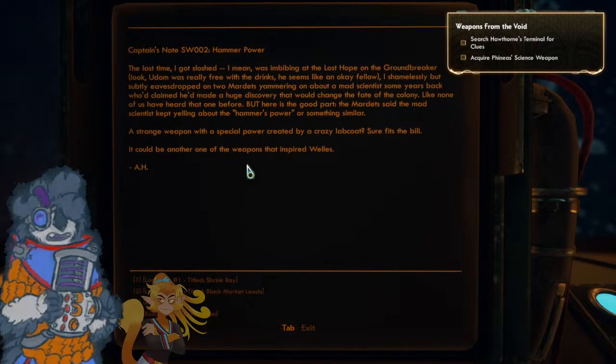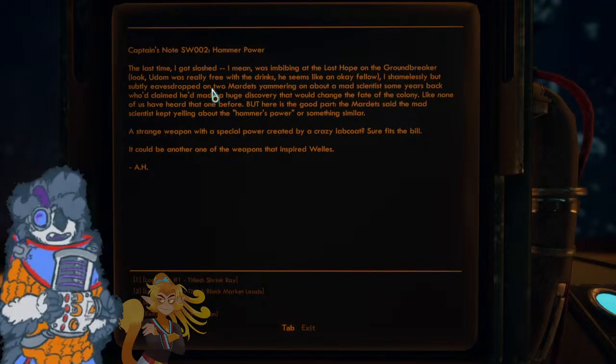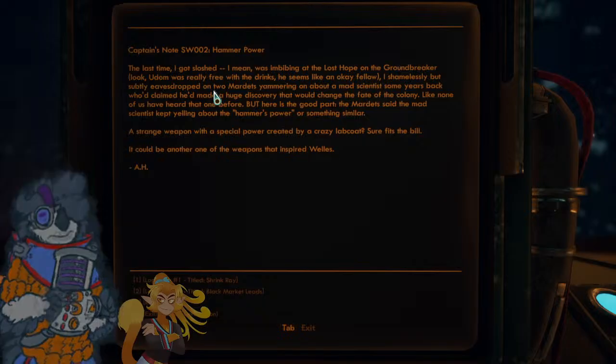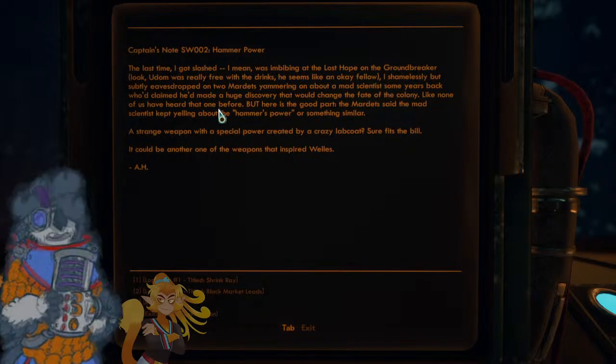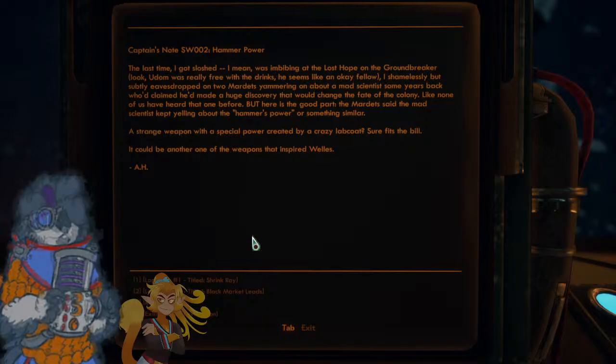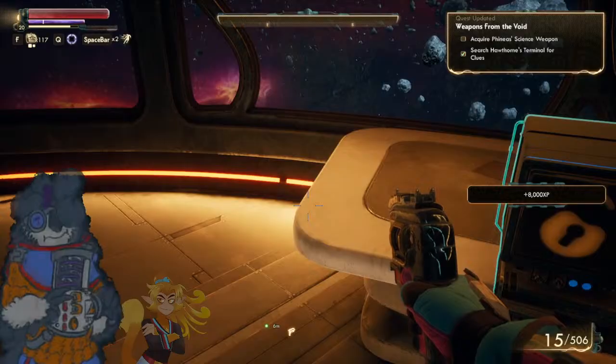Acquire things inside of weapon. I mean, as a law breaker. So you put my eavesdrop onto you when you bought science on your back that claimed he'd said. Like none of us had heard that one before. There's a part where the mad scientist keeps yelling about Hammer's power, something similar. A strange coat. Sure fits the bill. Interesting.